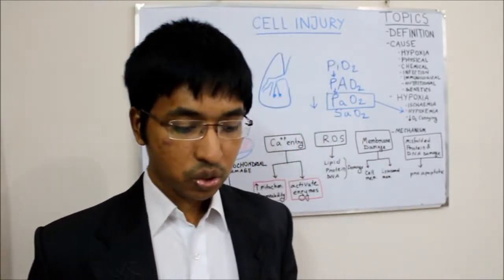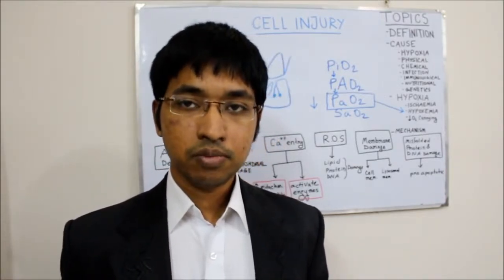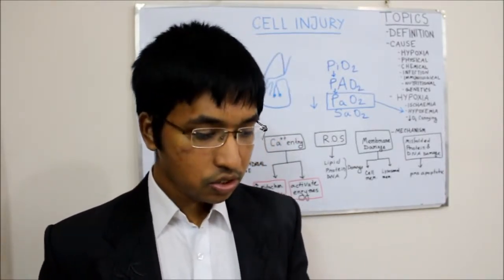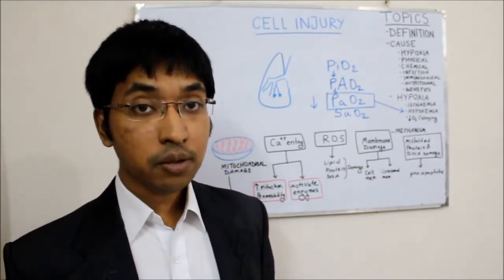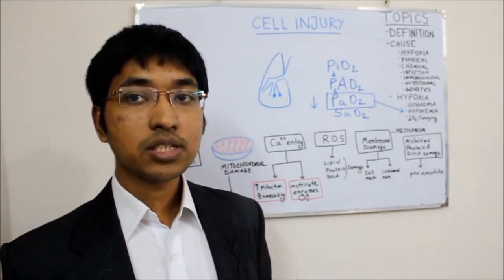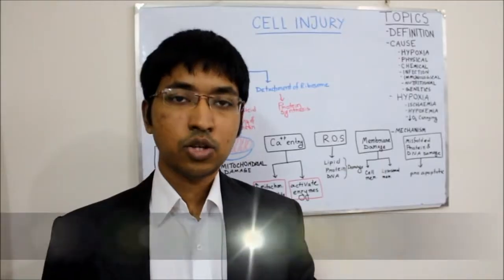And other causes include sequestration of RBC in the spleen. Okay, so these are the causes of hypoxia, and now we will discuss the mechanisms of cell injury. So what are the mechanisms of cell injury?